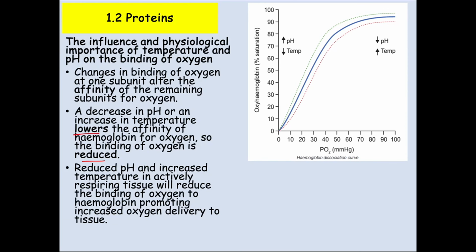So a decrease in pH will lower the affinity of hemoglobin for oxygen, and therefore the binding of oxygen is reduced. We can see that in our graph here. As the pH goes down, we can see the reduction in oxygen-hemoglobin attachment. Reduced pH and increased temperature in actively respiring tissue, so when we're doing exercise, will reduce the binding of oxygen to hemoglobin, and that in turn will promote increased oxygen delivery to our tissues.